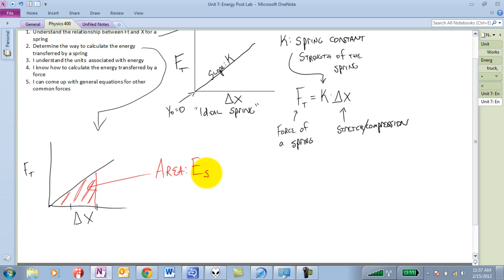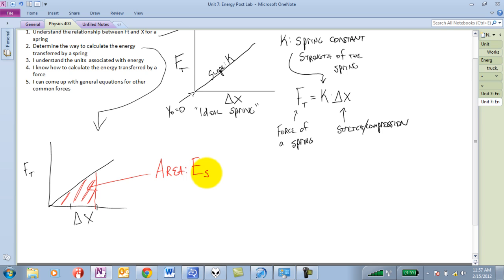And as you can see as one of our other targets up here, I can come up with general equations for other common forces. For any force that you look at, if it is a force across a distance, if you take the area of that graph, you are calculating the energy that is being transferred by that force. And we will examine that a little bit deeper as we go.